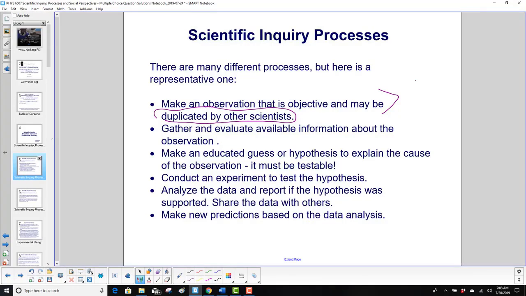Gather and evaluate available info about the observation from research or talking with other scientists or researchers. Make an educated guess or a hypothesis, which really mean the same thing, to explain the cause of the observation, and it must be testable. There must be an experiment you can do to prove it either false or true. Conduct an experiment to test the hypothesis, analyze the data, and report if the hypothesis was supported, and actually report if it wasn't. That's just as important. Share the data with others, and then make new predictions based on the data analysis and conclusions.